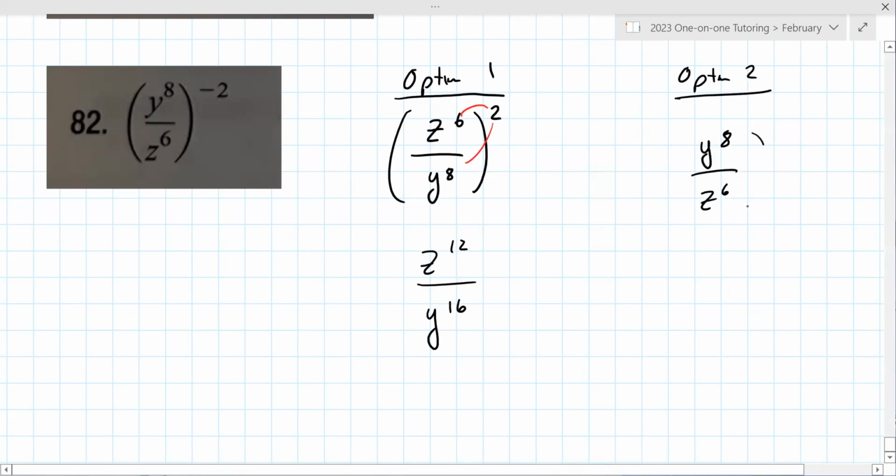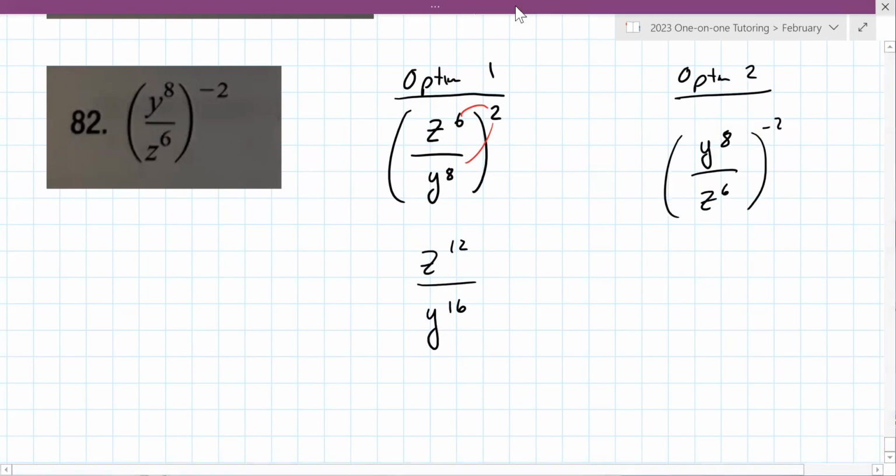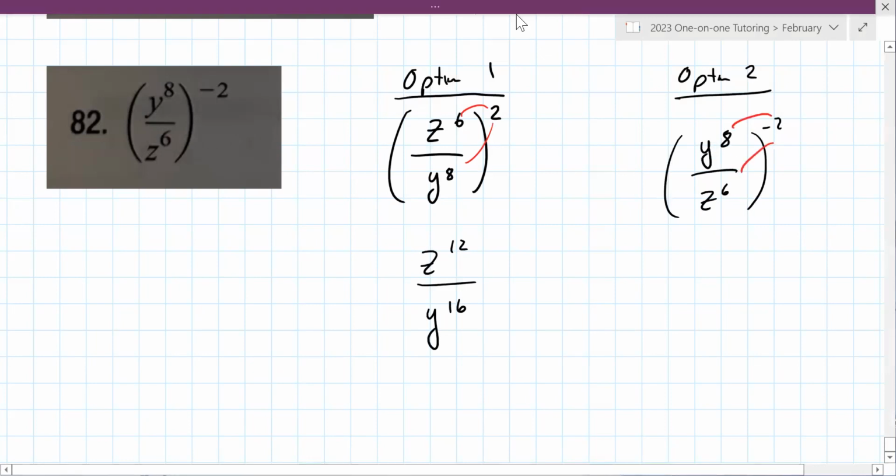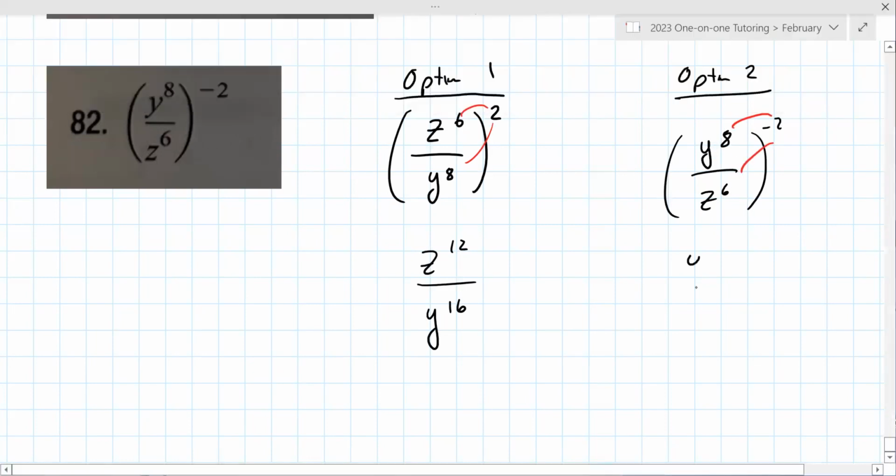Option 2 is to distribute the negative exponent right away. So that's y to the negative 16, z to the negative 12. And then you just flip them. Same answer. And this is kind of the break point in the lesson here.